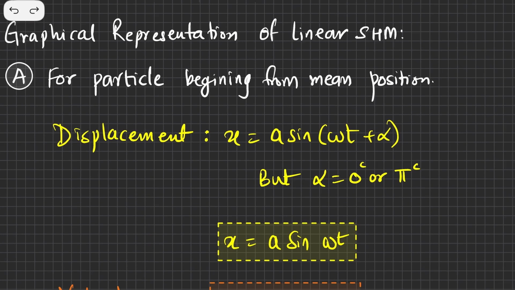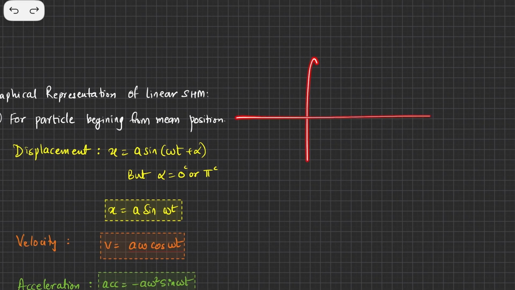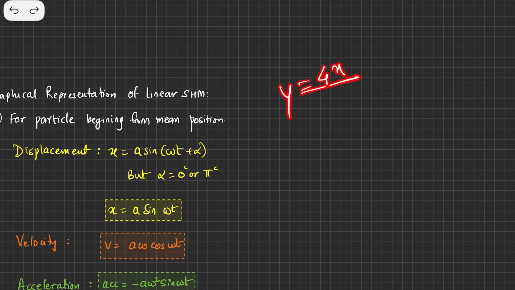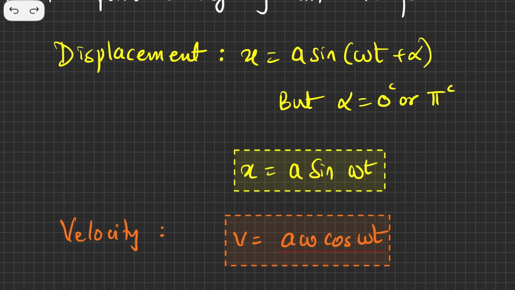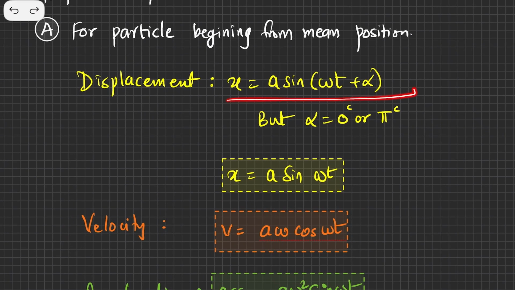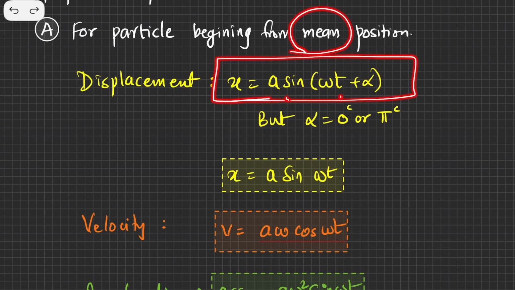If we want to plot a graph, then we should have data, and for data we need an equation, let's say y is equal to 4x plus 3 and such kind of equation. So with an equation you get data, with data you can plot a graph. So I need an equation first. I take an equation for displacement: x is equal to a sin(omega t plus alpha). This is my general equation.